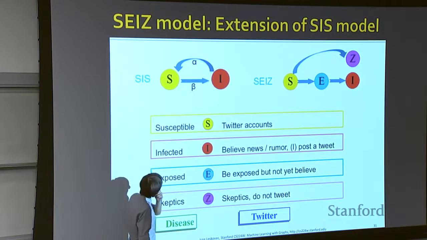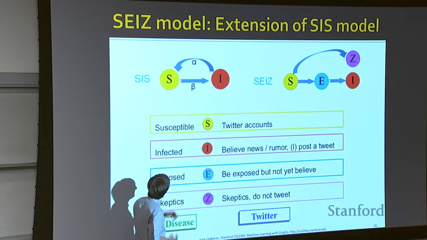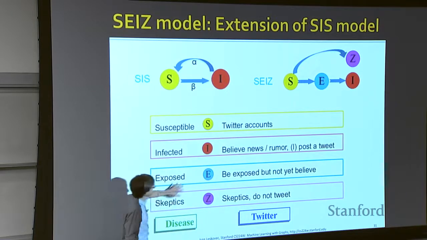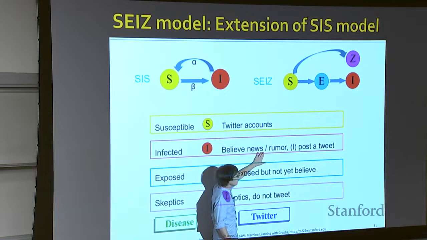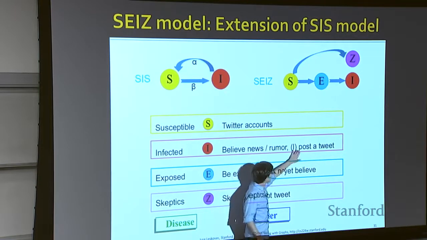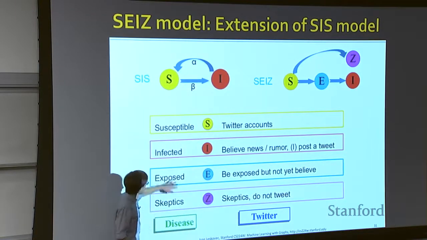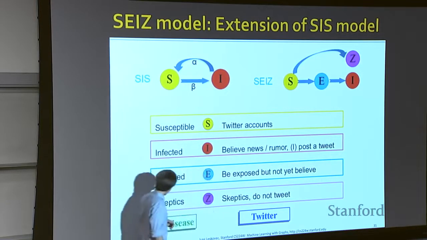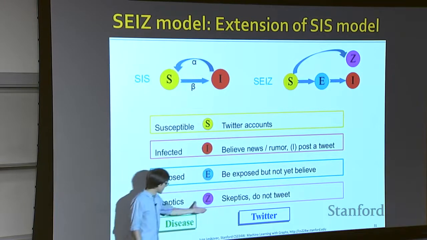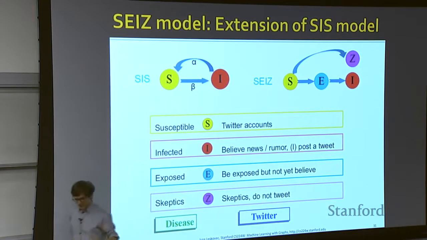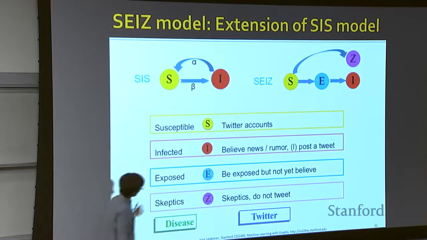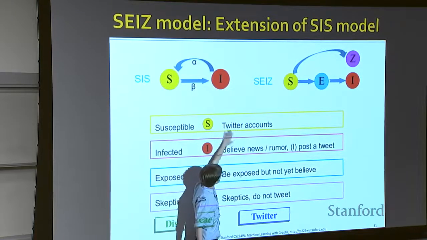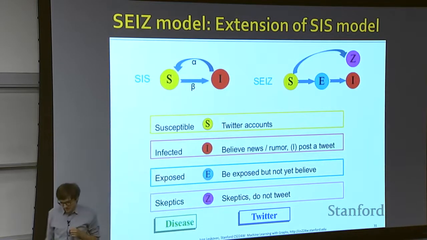The way you could think of this in the context of Twitter, you could say you have susceptible users. These are Twitter accounts. A person is infected if they believe the news or they believe the rumor and maybe even retweet that thing. Exposed means you were exposed to the rumor or to the news, but you don't believe it yet. And Z are skeptics, which are basically people who don't contribute in spreading the news or rumors, right? And we would like to model the spread of basically cascades on the Twitter network using this type of model.